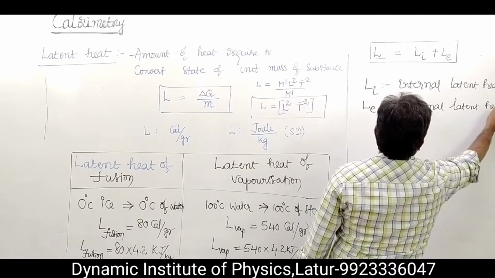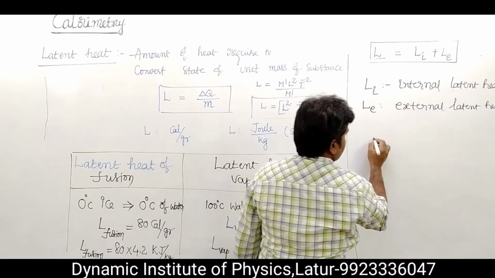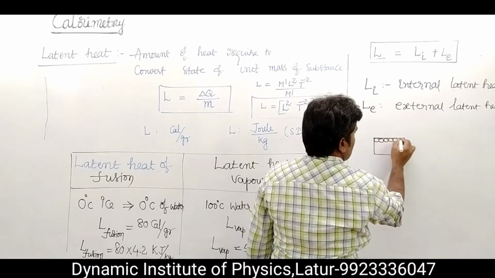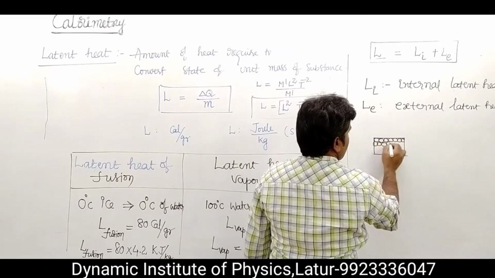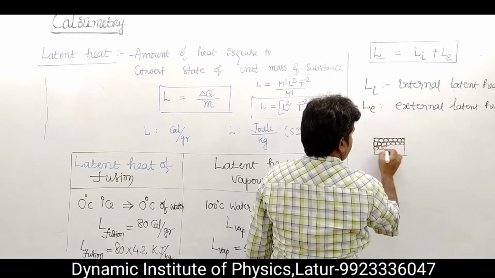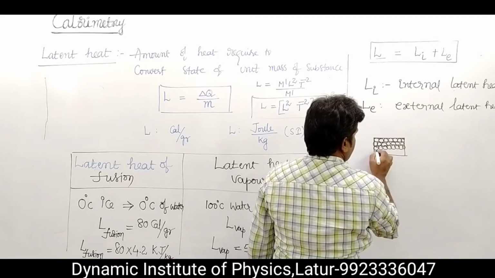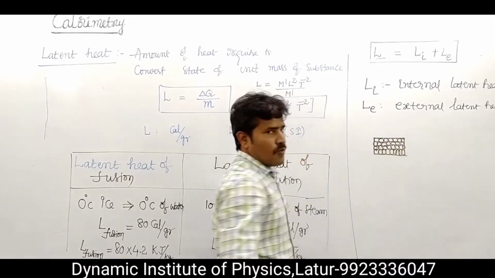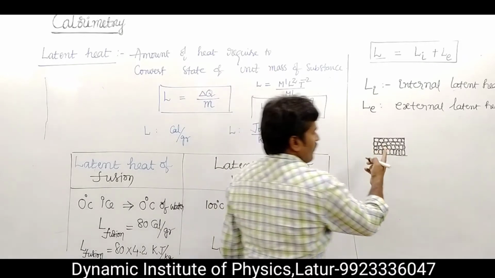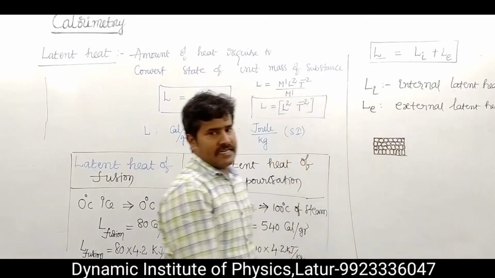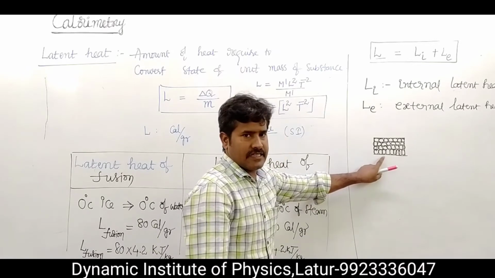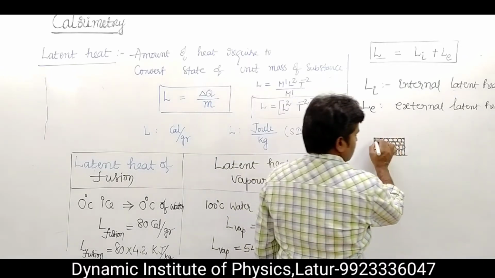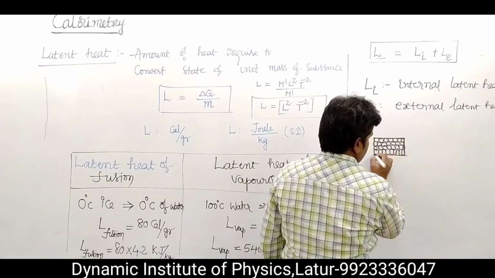Suppose this is one substance, an ice block. The molecules are closely packed, and the block has a particular shape. This ice is converted into water. Then per gram it requires 80 calorie. 80 calorie of heat is given to the ice, and 1 gram of ice is converted into water.